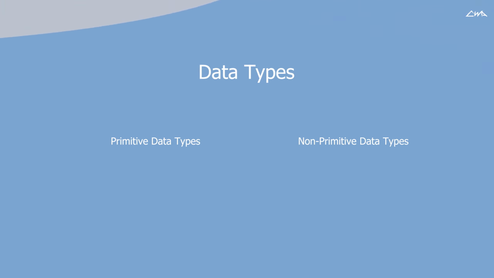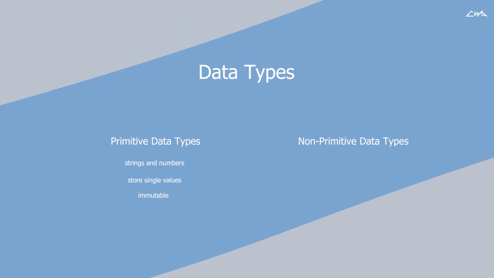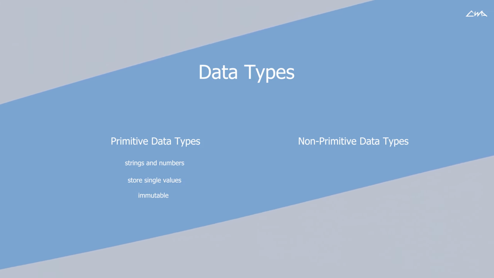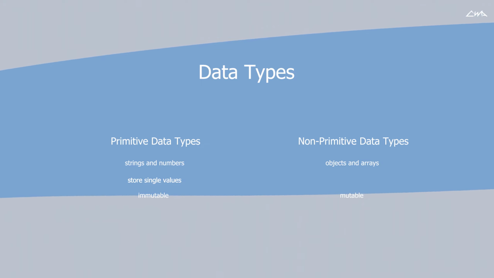Let's talk about data types. JavaScript supports two main categories, primitive and non-primitive data types. Primitive data types, like strings and numbers, store single values and are immutable. On the other hand, non-primitive data types such as objects and arrays are mutable and can hold multiple values.